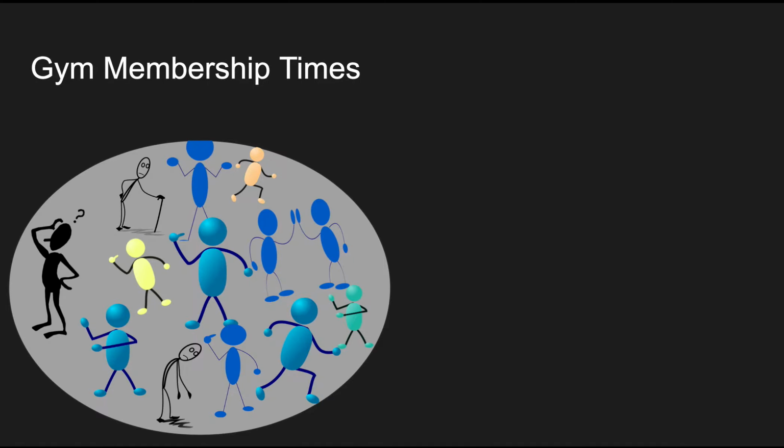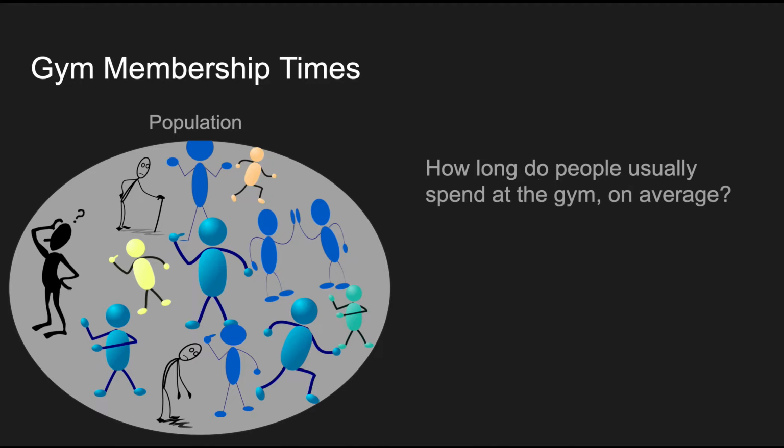For example, let's say we had a collection of 800 gym membership times. In other words, these are 800 visits to the gym. We have record of how long those people were there. Now, that's our population. How long do people usually spend at the gym on average? Might be a question we try to answer with this population.